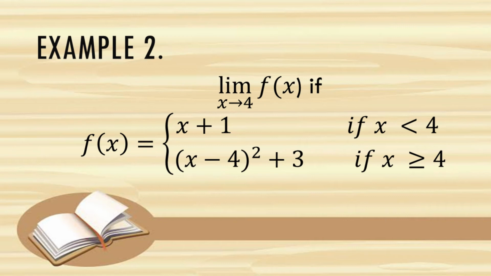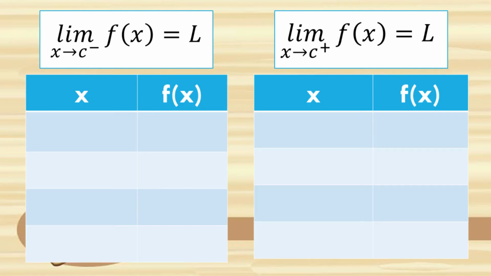Example number 2. Let's solve for the limit of f of x as x approaches 4 if f of x is equal to x plus 1 if x is less than 4, and if f of x is equal to the square root of x minus 4 plus 3 if x is greater than or equal to 4. Just like what we did in the first example, let's identify the values of x that approach c from the left and from the right.